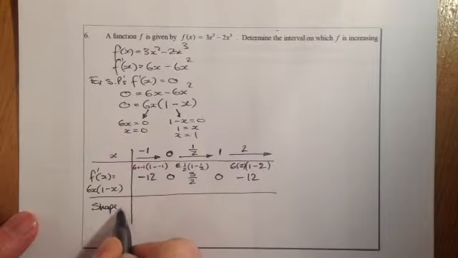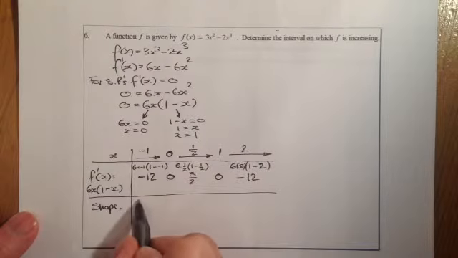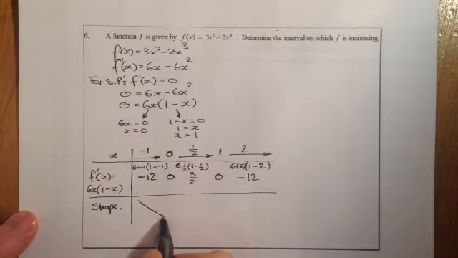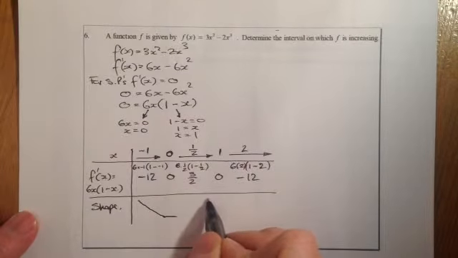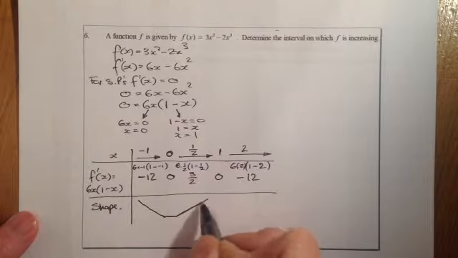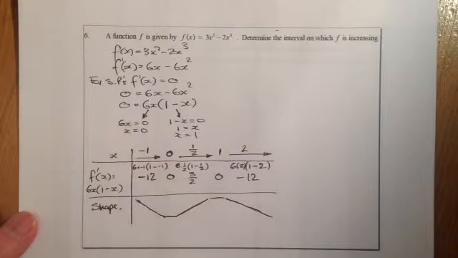So the shape of the curve, I'm seeing it's going to be negative there, flat, then positive. So from there it's going to be negative, so sloping down this way. It's going to be flat when I get to a stationary point. It's positive there, so it's going up this way. It's flat, and then it's negative again when I get to there. So that's the shape of the curve that I'm working with.